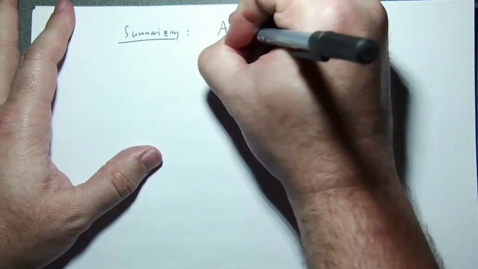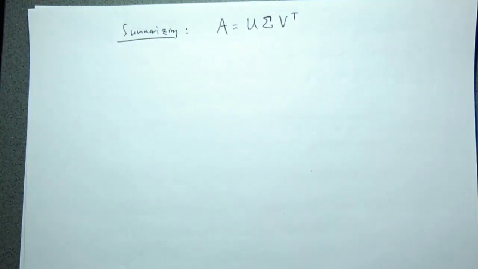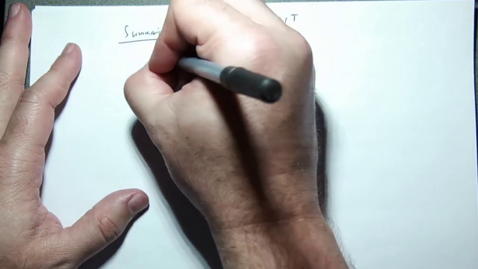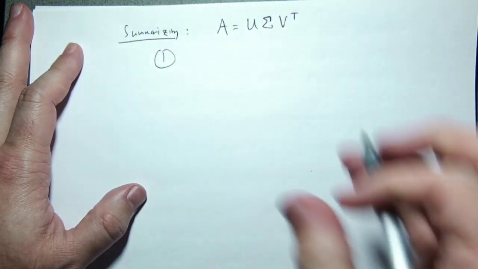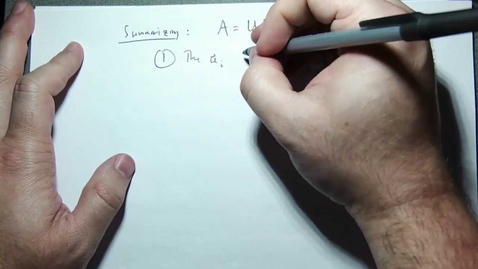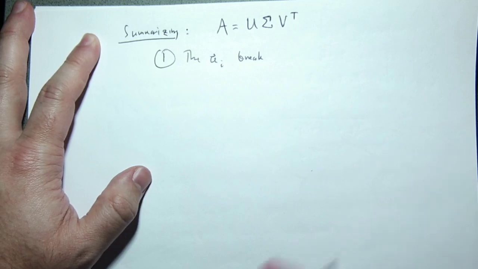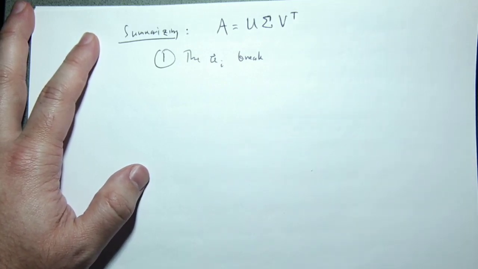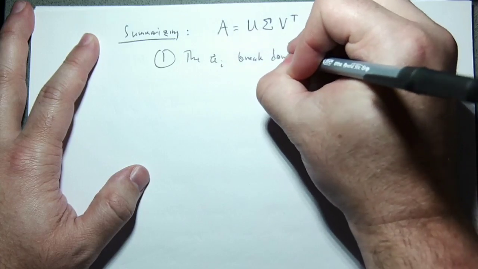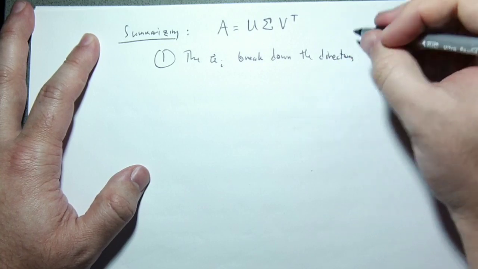First of all, suppose that A has already been broken down into its singular value decomposition. Okay, so part 1, the u sub I break down the directions in which the data is spread out, being most spread out in the direction of u sub 1, less spread out in the direction of u sub 2, less still spread out in the direction of u sub 3, and so on. So the u sub I break down the directions in which the data is spread out.